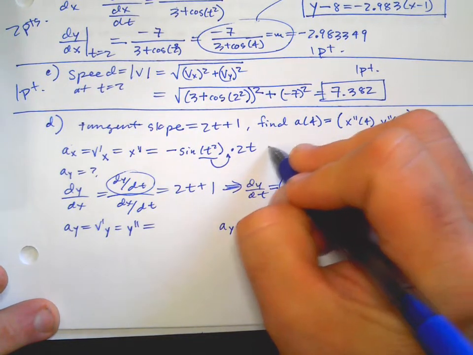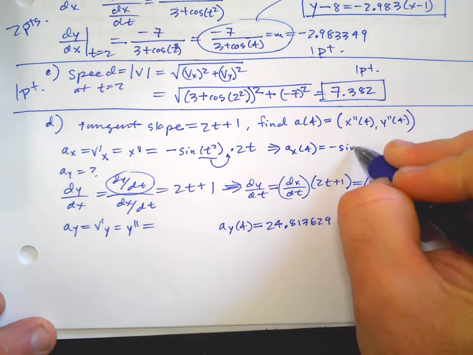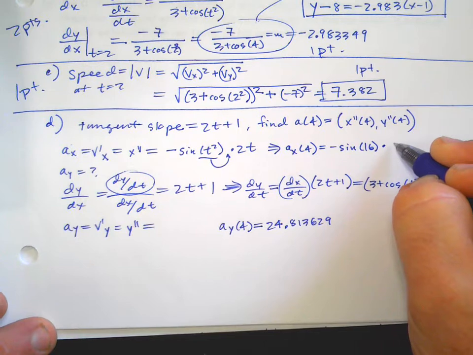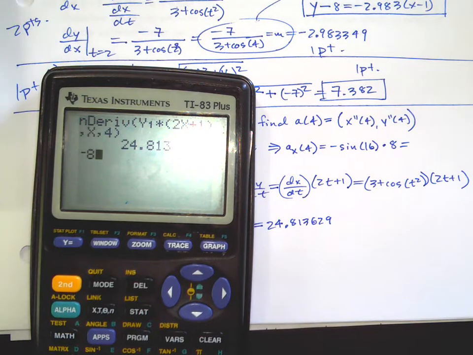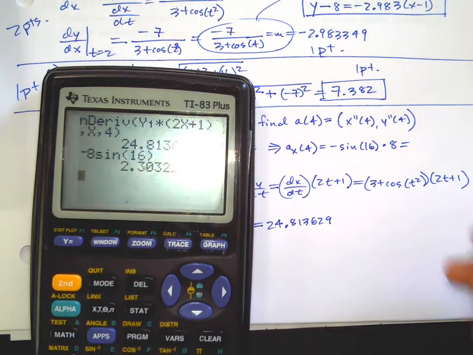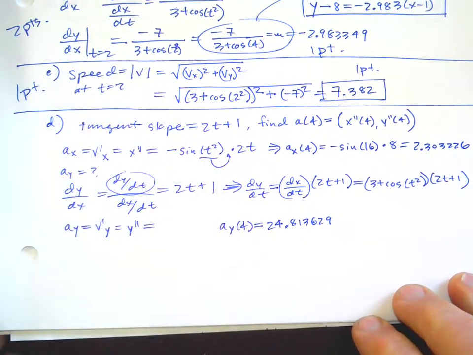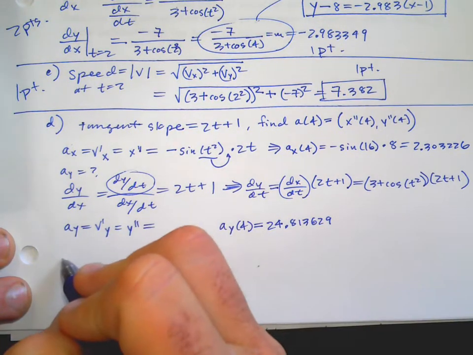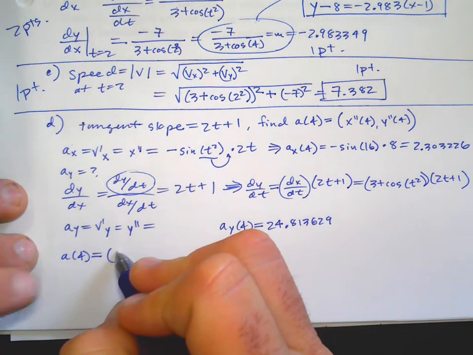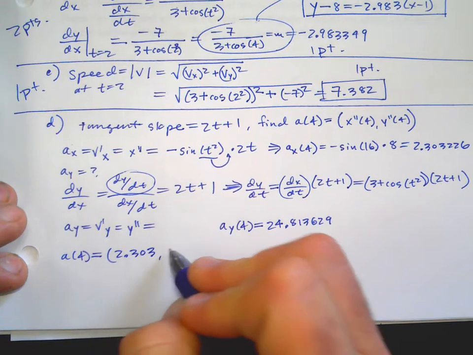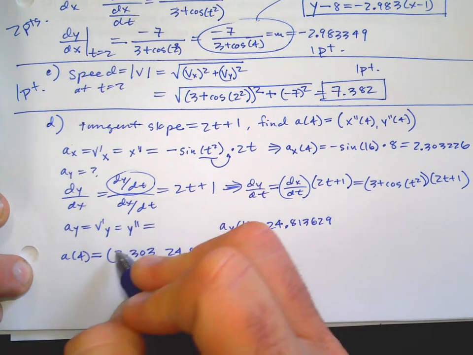And then we still need to do acceleration in x at time 4 for this. So it's going to be negative sine of 16 times 8, which as a decimal is negative 8 sine of 16, 2.303226. So we can now write the acceleration vector at time 4 is 2.303 comma 24.813. And usually we write it like this.